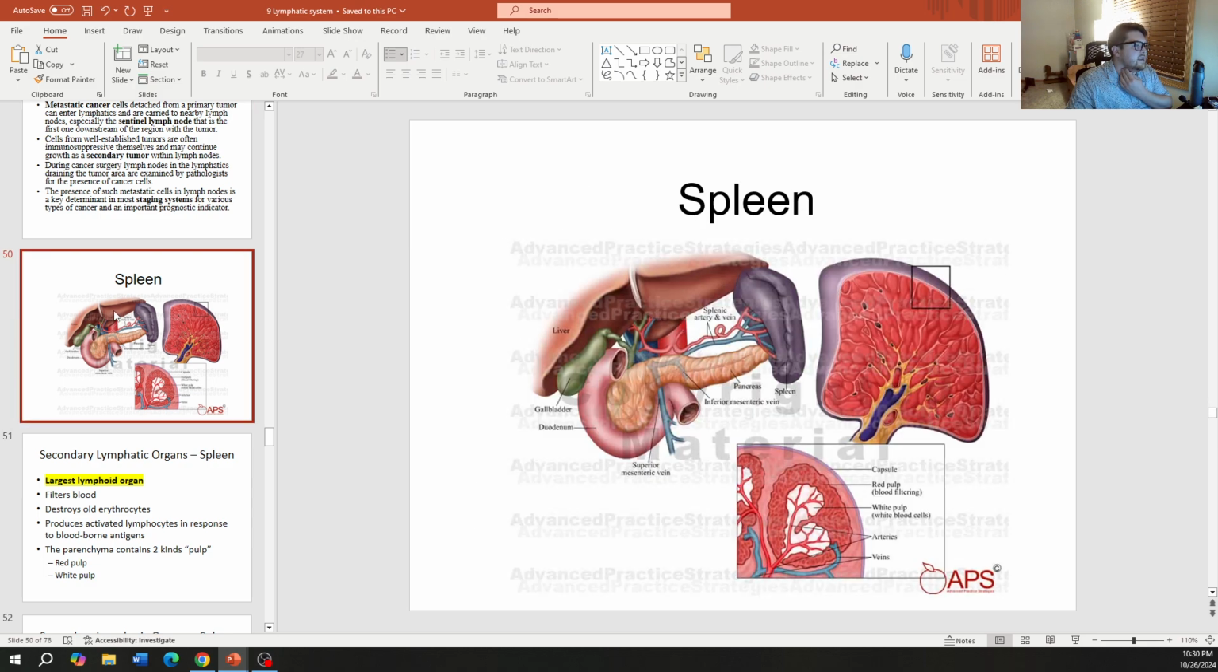Okay, the next organ is the spleen. This is not to be confused with the pancreas. Make sure you remember the pancreas and the spleen are two separate organs. They look very similar, but they are very different from each other, okay?